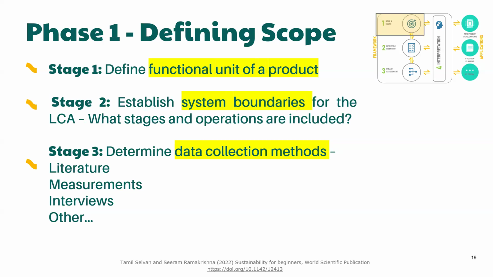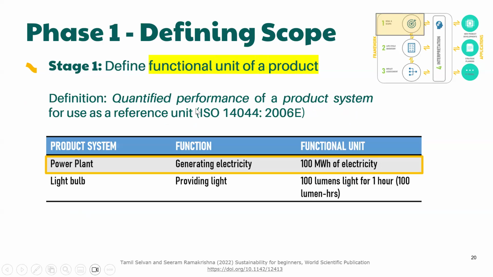Number 1 is your functional unit, number 2 is your system boundary, and the third one is your data collection. So once you have got a clear understanding of your scope, now we will move on to a detailed functional unit. As I said earlier, the functional unit can be anything.